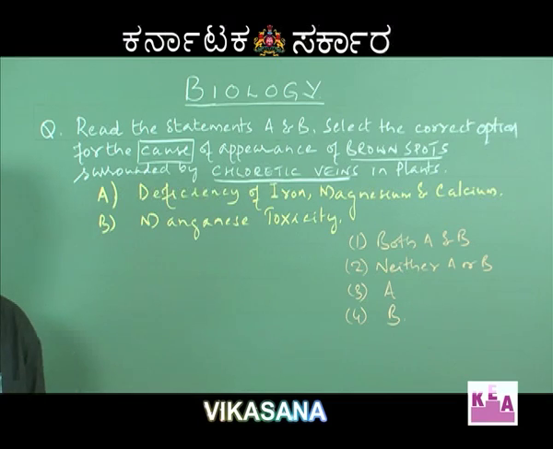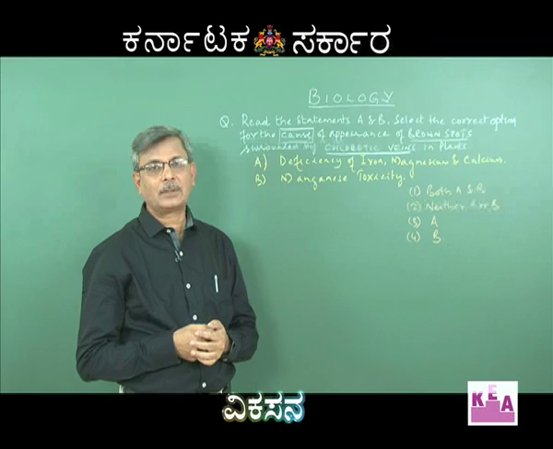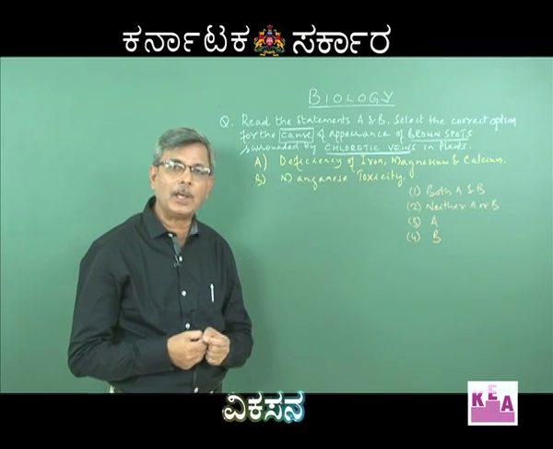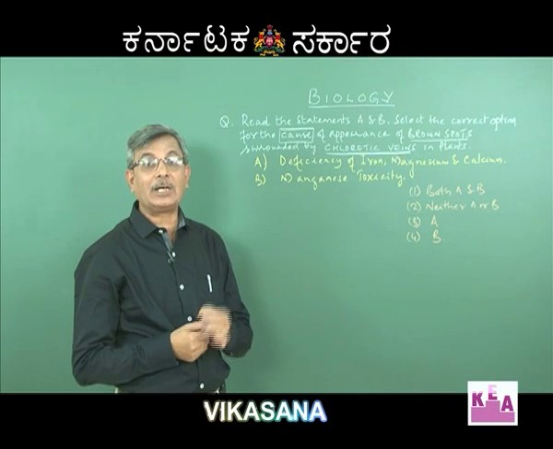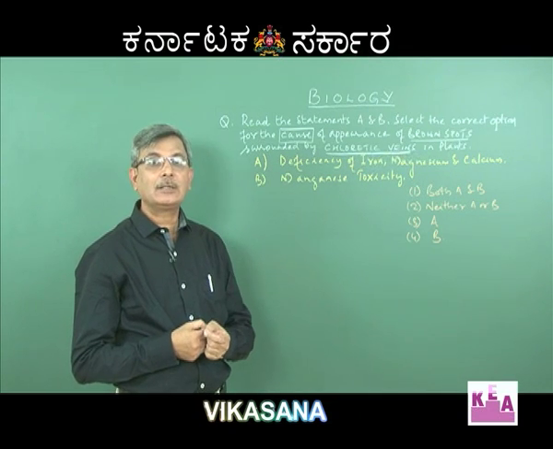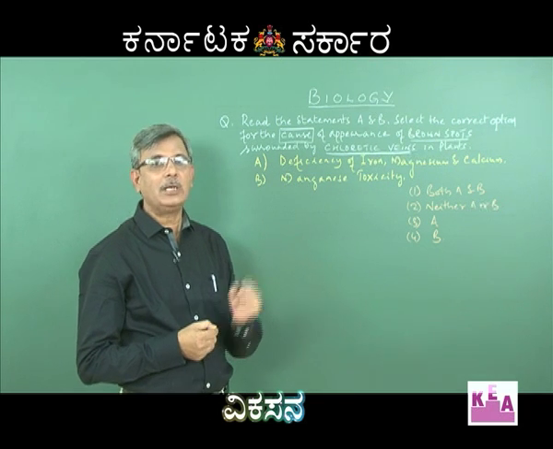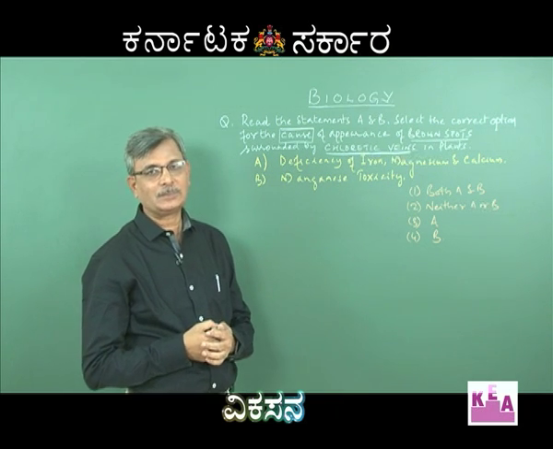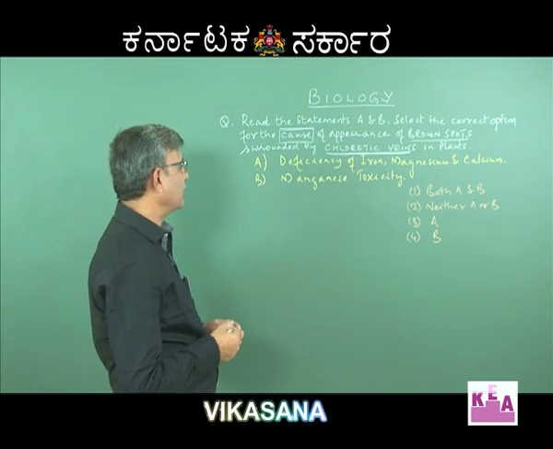When do you call any trace element toxic? The answer is very simple. If it affects the growth of the plant, with a decrease in dry weight by 10%, then we say it has caused toxicity. Now with this, let us look into the options.